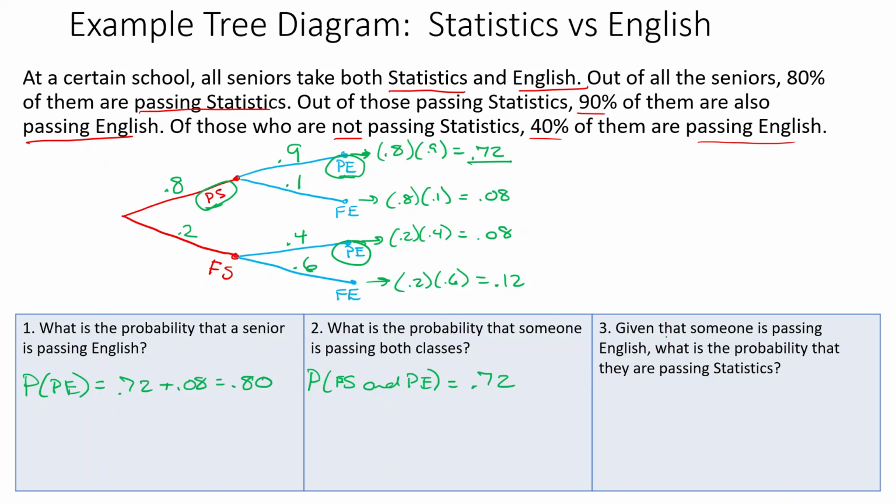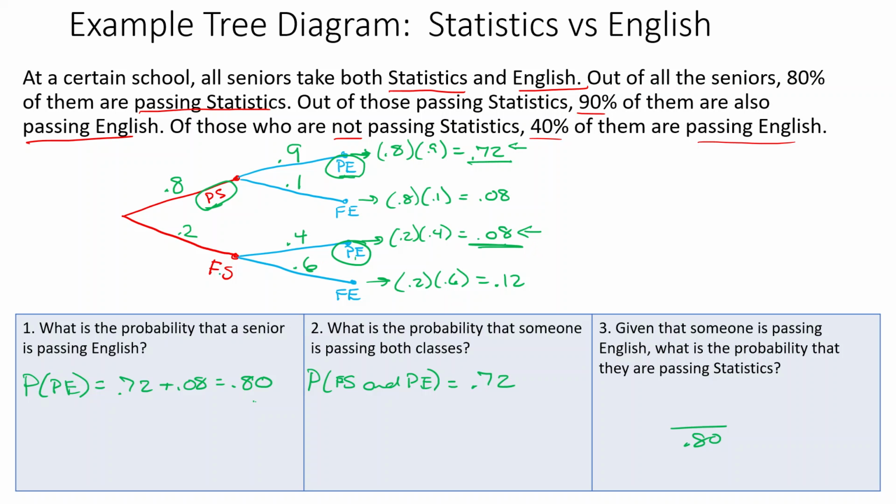Now, this is where it gets tricky. Given that someone is passing English, so that means we're looking out of the people who are passing English, which are these two numbers right here, which, again, is the 0.8. So we're out of the 0.8, or 0.80. What is the probability that they are passing statistics?